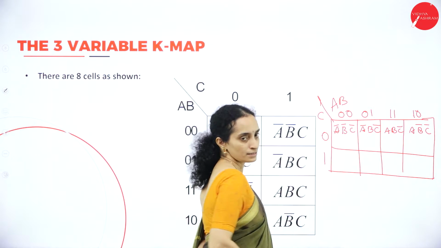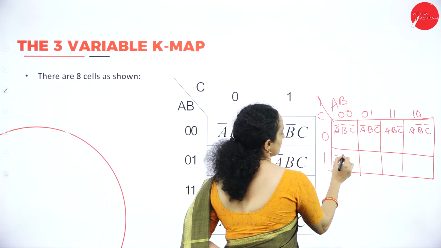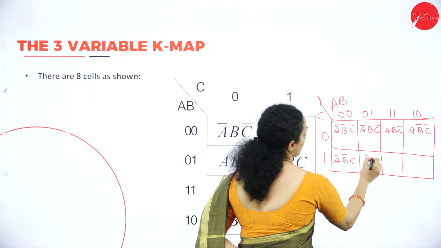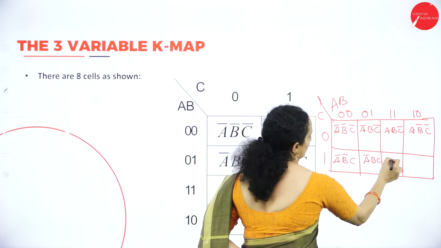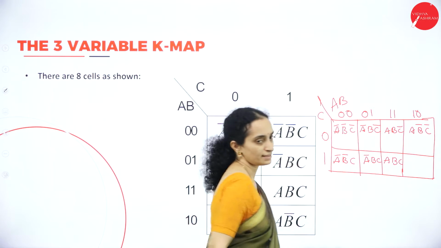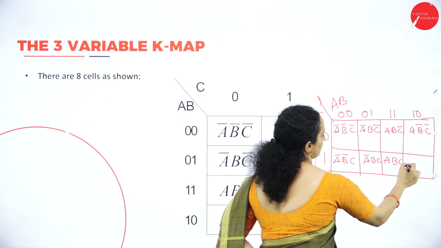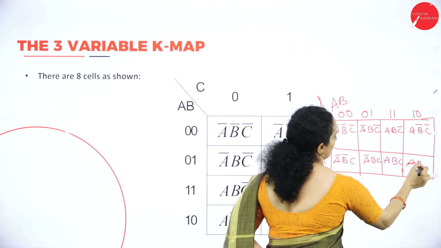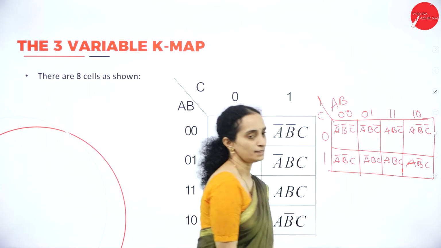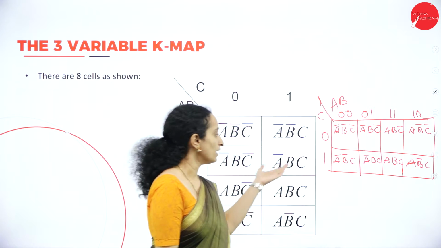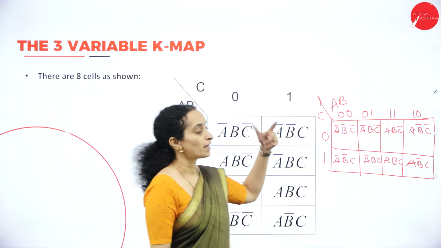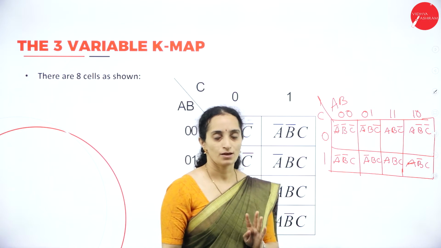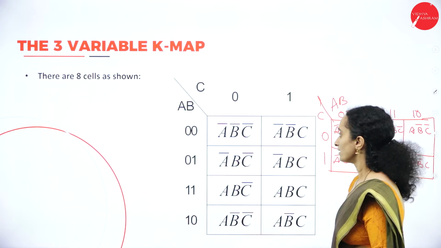Then we have A dash, B dash, C, A dash, B, C, A, B, C, A, B dash, C. You can represent the table like this also with inverted rows and columns. You can use this 4 variable map for representing.